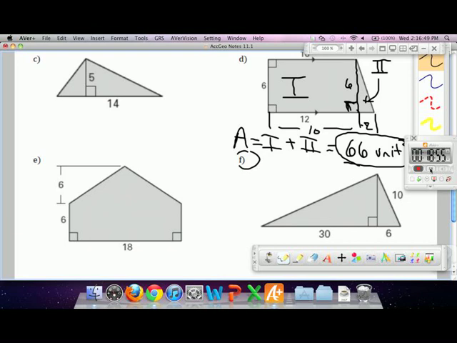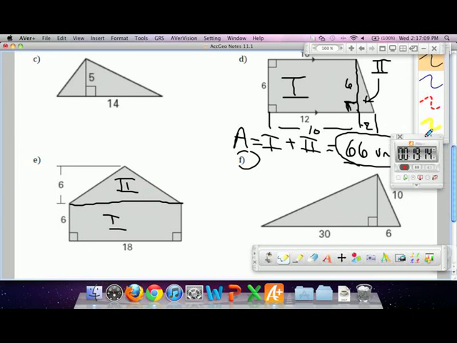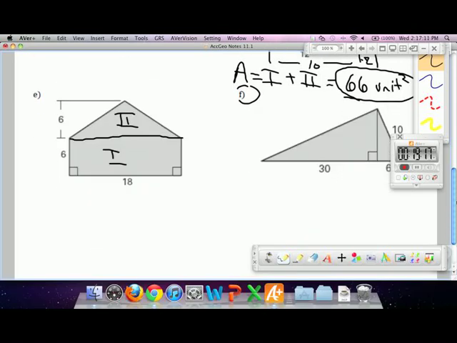But if we divide it, say, across the top here, we get a rectangle and a triangle. And if you add those two pieces together, we can get the overall area. Area 1 is just 6 times 18. Someone that did it, can you remind me what 6 times 18 is? 108.